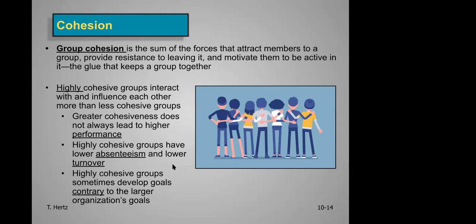So group cohesion is the sum of the forces that attract members to be in a team, in a group. It provides resistance to leaving it. This motivates people to be together. This is the glue. Highly cohesive groups interact with and influence each other more than less cohesive groups. Greater cohesiveness does not always lead to greater performance, but we do see that it does lead to much higher levels of organizational commitment. People with cohesive teams have lower absenteeism. There's lower turnover at the companies.